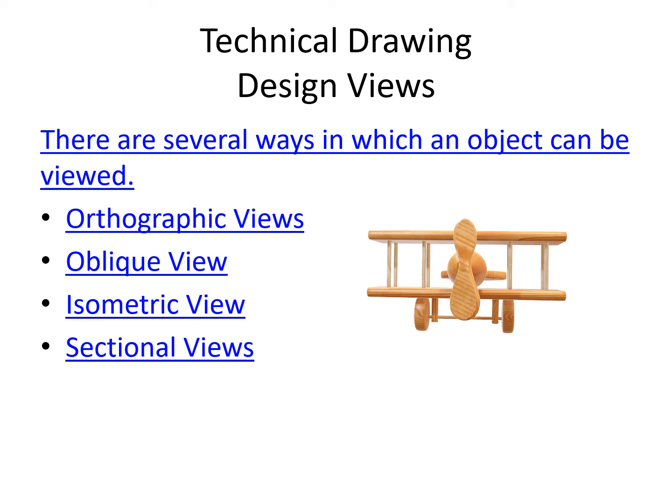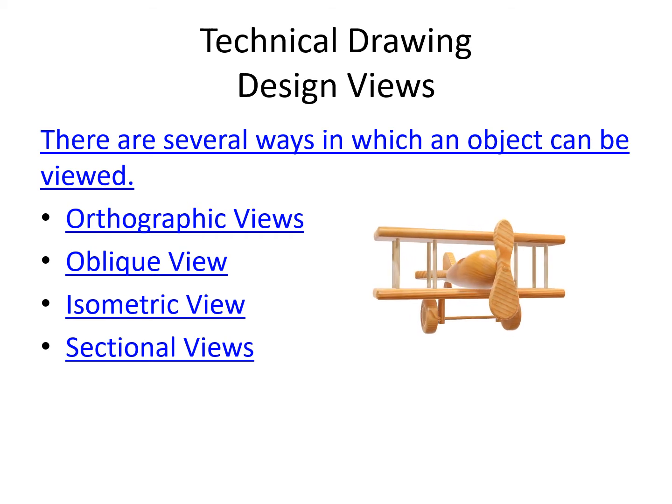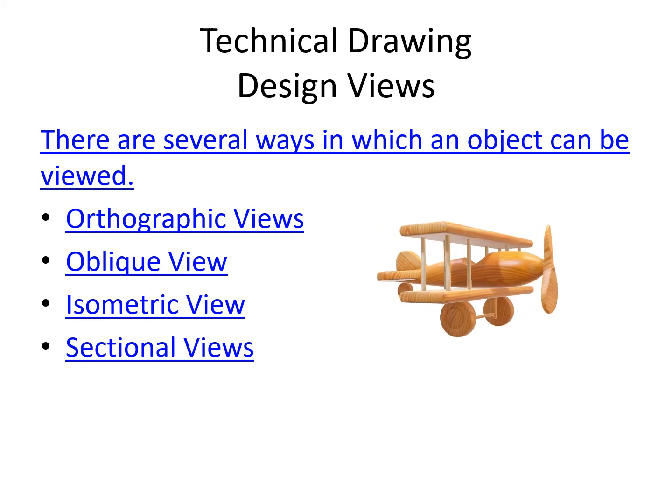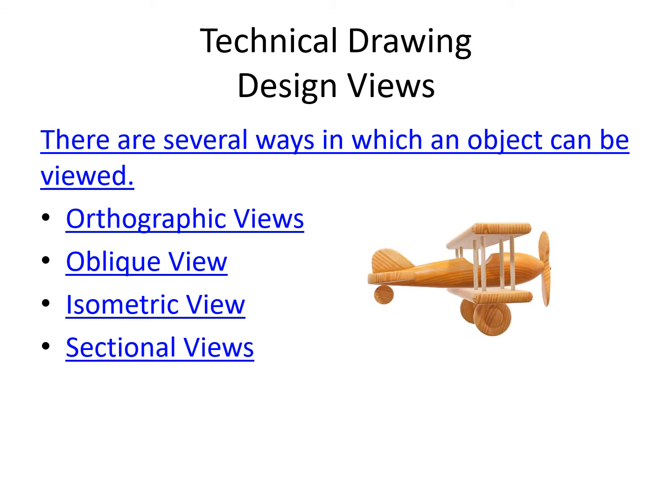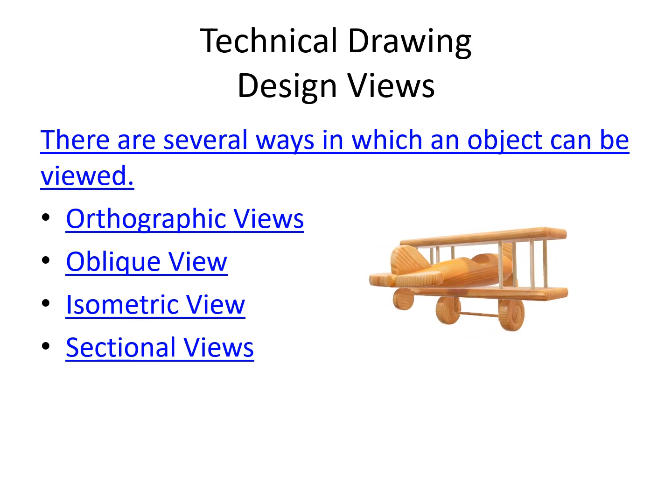Hi class, today we begin our series of technical drawing design views. Now, if we look at any object, for example, the object in the picture there, you may or may not be able to tell what it is. Now, there are several ways in which an object can be viewed. And according to the angle you look at it, you may get a totally different picture.